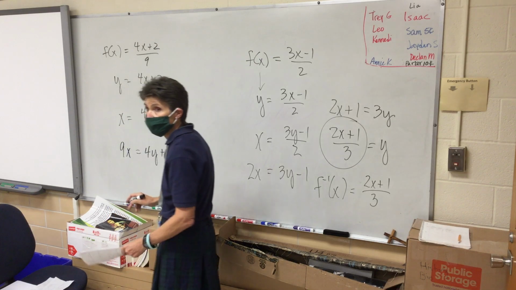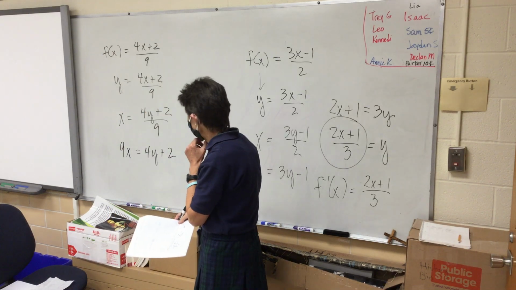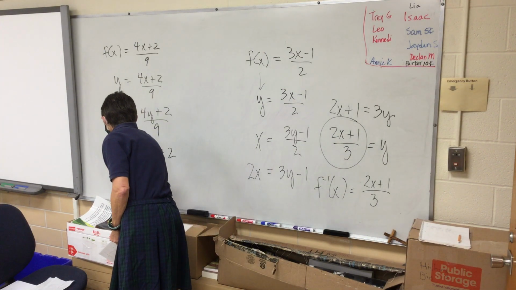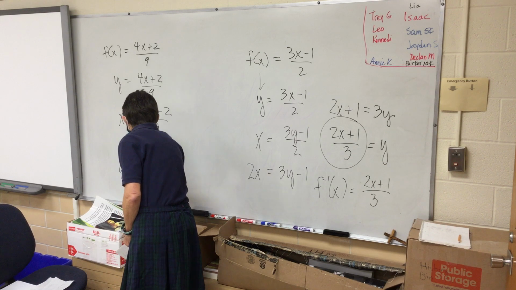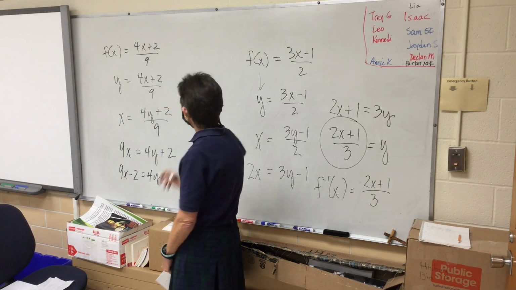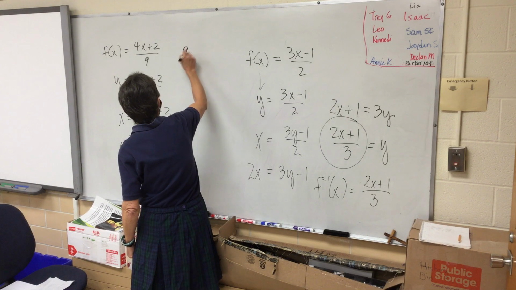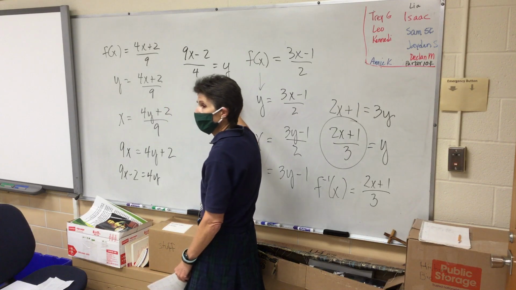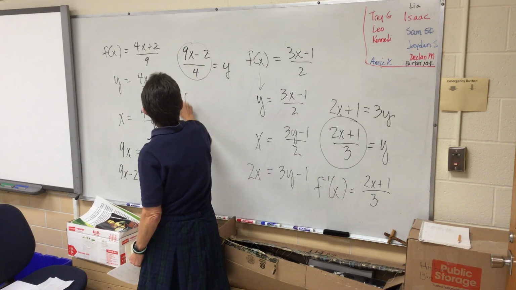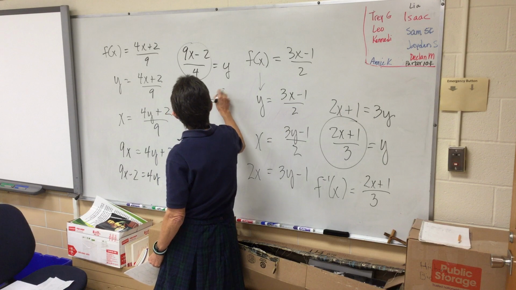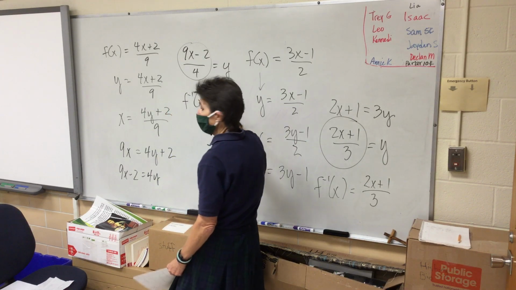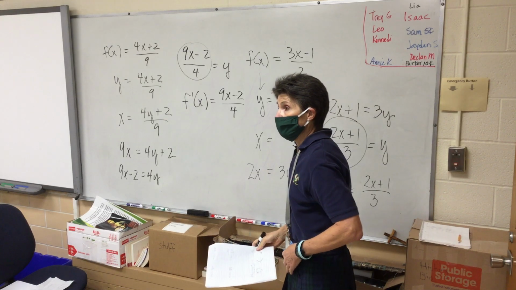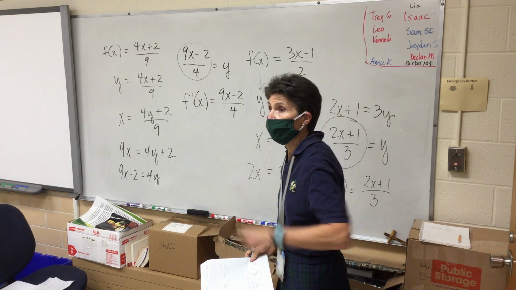Is everybody with us to this point? Everybody good then? Okay, then what? Subtract. And then finally, divide. So you ended up with 9x minus 2 over 4. And once you have y by itself, that's your answer. So was anybody able to come up with that all by yourself before we started it? Yes. Who has a question?